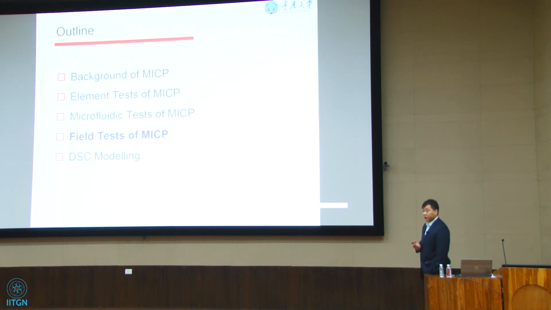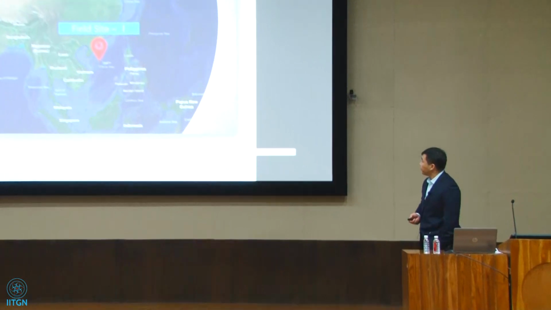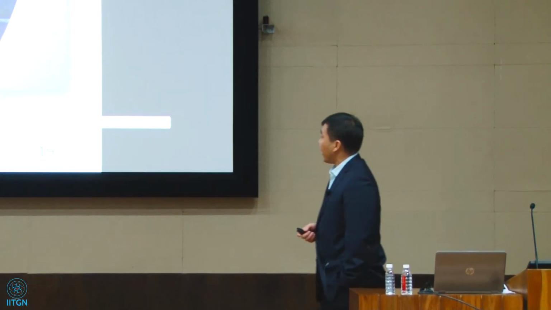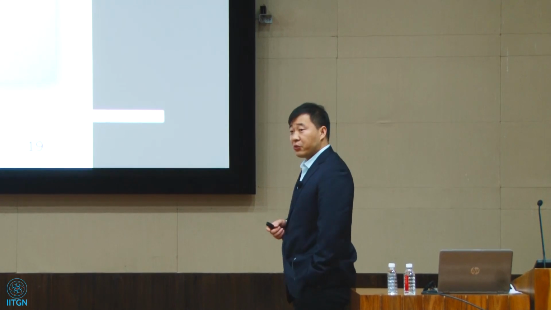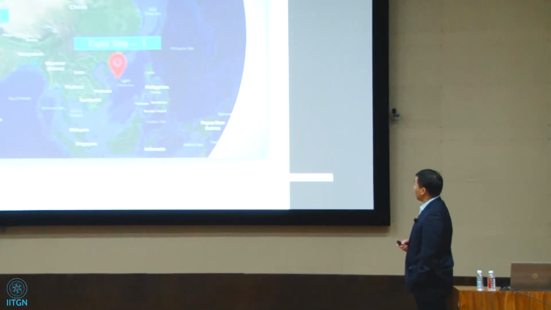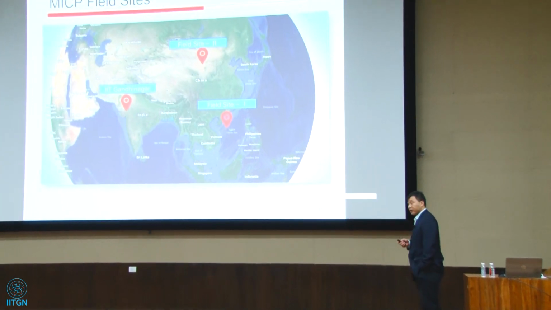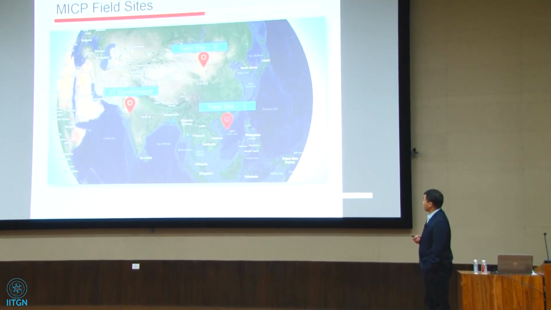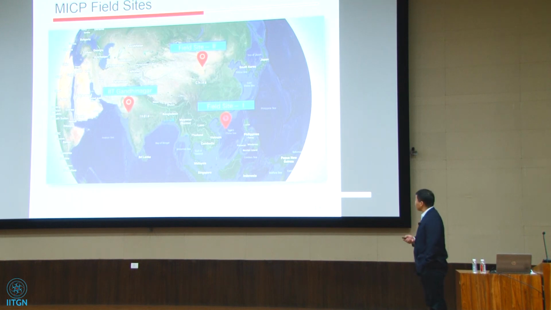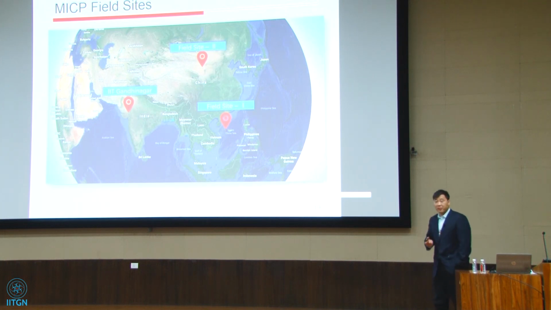We also introduce some field tests of MICP. We have two field tests. The first field site is in the southeast of China, and the second field site is in the northeast of China. Both of these field conditions are crucial. The condition is very hard for the bacteria. If the field testing is a success, that means this technology can be used in other places.